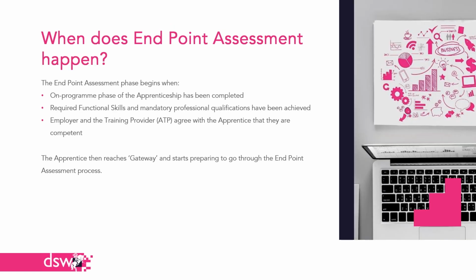When does endpoint assessment happen? Endpoint assessment begins when the on-programme phase has been completed, required functional skills and professional qualification have been achieved, and the employer and training provider agree that the apprentice is competent. This next stage is called Gateway, and it's when the apprentice begins preparing for the endpoint assessment process.